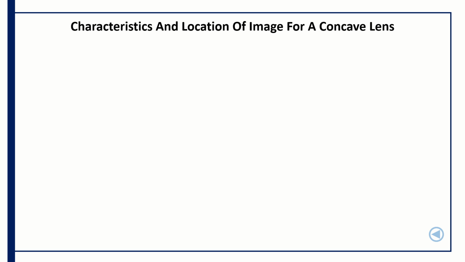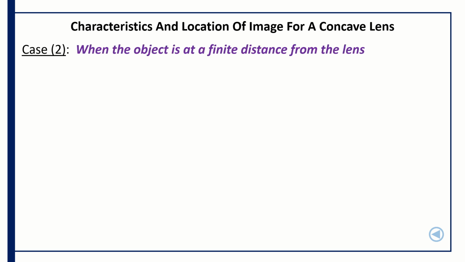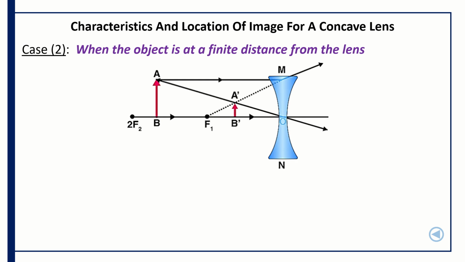Right? Now, the second case, in case of a concave lens, we can keep the object at a finite distance from the lens, that is, between infinity and the optical center of the concave lens. So what is the image we are going to get here? When we keep any object in front of a concave lens at any finite distance from the lens, we saw already what happens in case of infinite distance.